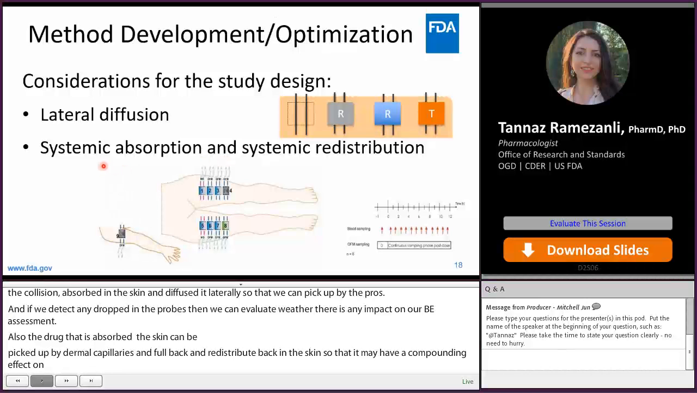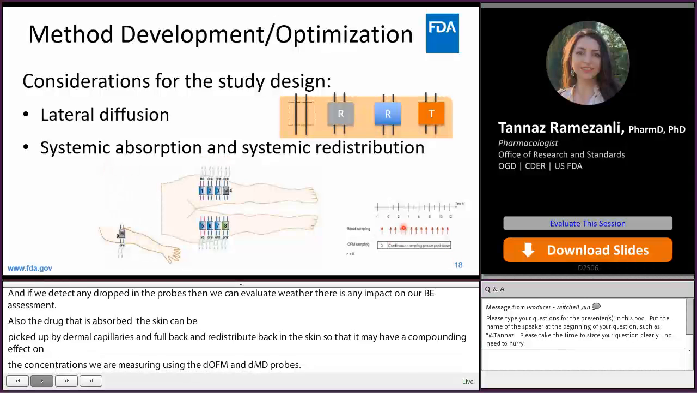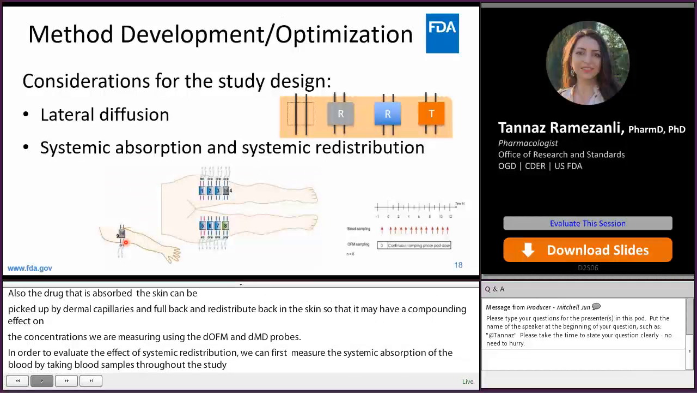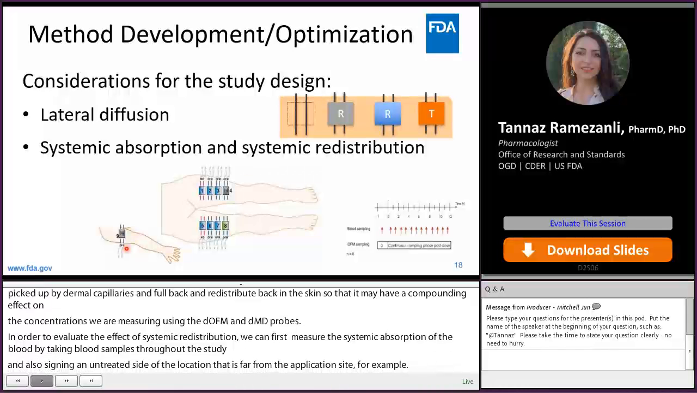In order to evaluate the effect of systemic redistribution, we can first measure systemic absorption of the drug by taking blood samples throughout the study, and also assigning an untreated site at a location that is far from the application sites, for example, an arm of the subject, and taking samples from the probes here and see whether we can detect any drugs and whether there is any impact on our BE assessments.